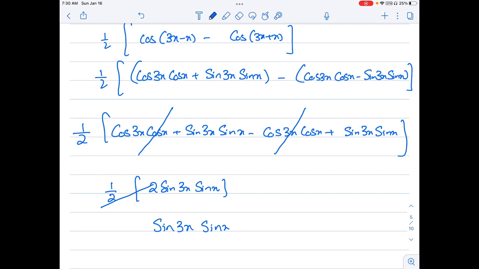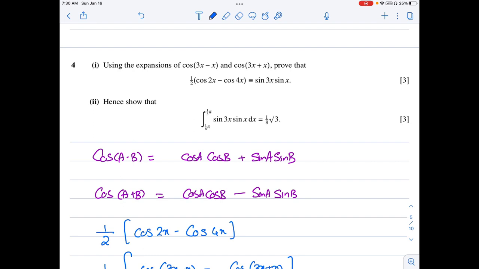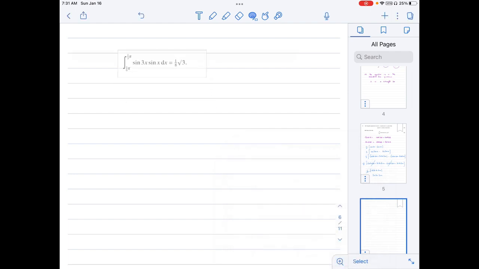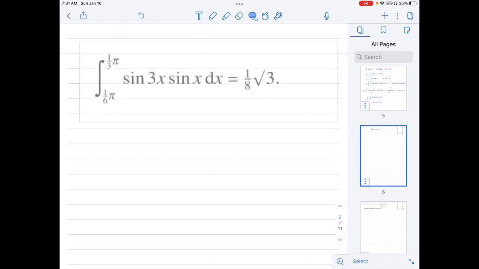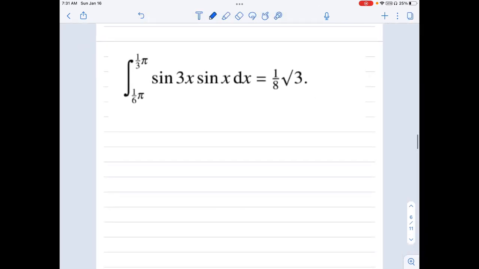Now coming to the second part, what is asked in the second part of the question? Hence show that the integral of sin 3x sin x is equal to 1 upon 8 root 3. So let us copy this question and start a new page. That is the second part of the question, and we are asked to prove this. Just now we have proved that this entire thing is equal to 1 upon 2 (cos 2x minus cos 4x) dx, which was proved in the first part.